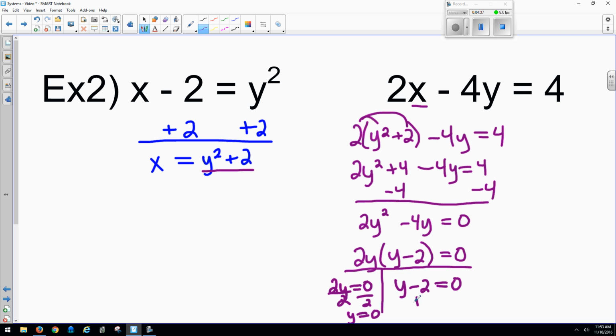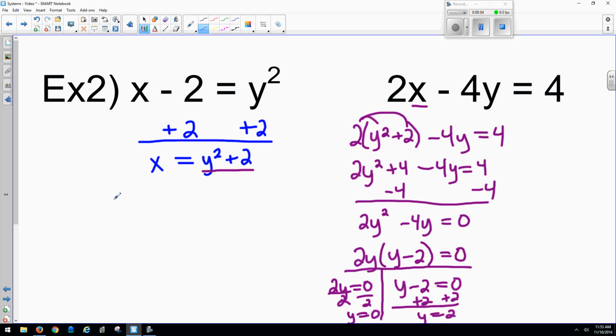So y equals 0, y equals 2. This is not an ordered pair. These are two individual y values in which we have to find the corresponding x values. And so you can do that two different ways. You can substitute it into this equation, or this equation. So I guess not two different ways, but you just have a few different options.